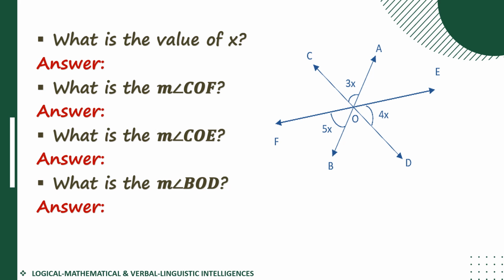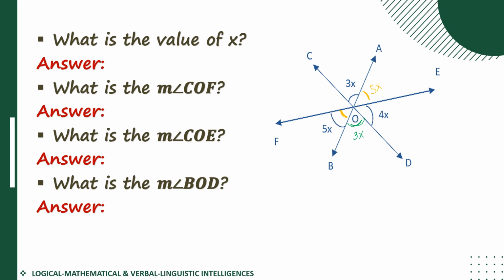So as you can see, we have 3x here for angle COA, and we all know its vertical angle is this one, right? So definitely it's 3x as well. Apart from that, we can also see here that angle BOF is 5x. And we all know this is the vertical angle of BOF. So that means this is obviously 5x as well, because again, if we have vertical angles, they are also considered congruent angles.